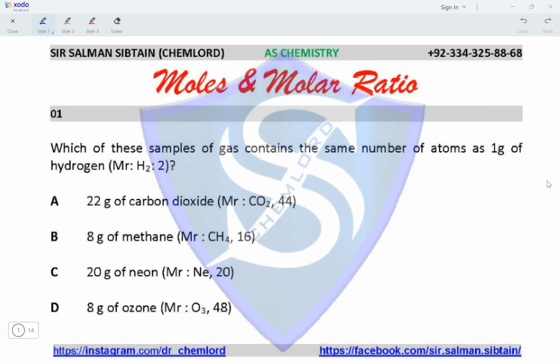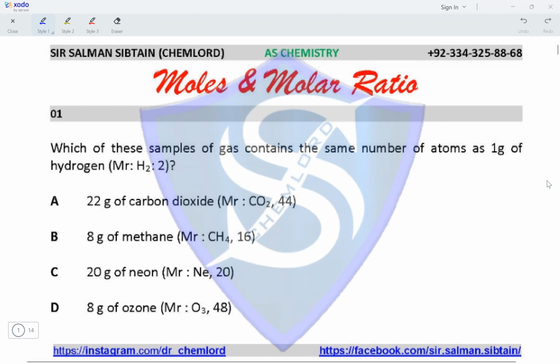Question 1. Which of these samples of gas contains the same number of atoms as 1 gram of hydrogen? So 1 gram of hydrogen is having an AR value of 1, whereas here they've given an MR of hydrogen gas as 2. So this is the catch that we need to identify in this question. If we calculate the number of moles of hydrogen atoms, and we calculate the number of moles of each of these gases, whichever gas has the same number of moles as that of hydrogen will be the correct option.